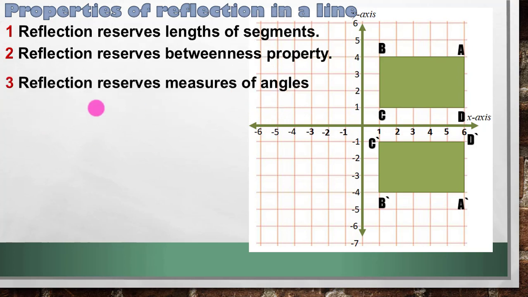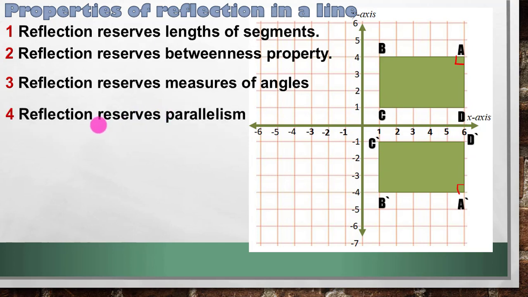Property number 3: reflection preserves the measures of angles. Is it clear? Angle A equals A', angle D equals D', C equals C', B equals B'. So it preserves the measures of the angles. Okay, the reflection preserves parallelism. What does it mean, Mr. Ahmed? AB is parallel to CD, so C'D' is parallel to A'B', and so on. These are the properties.